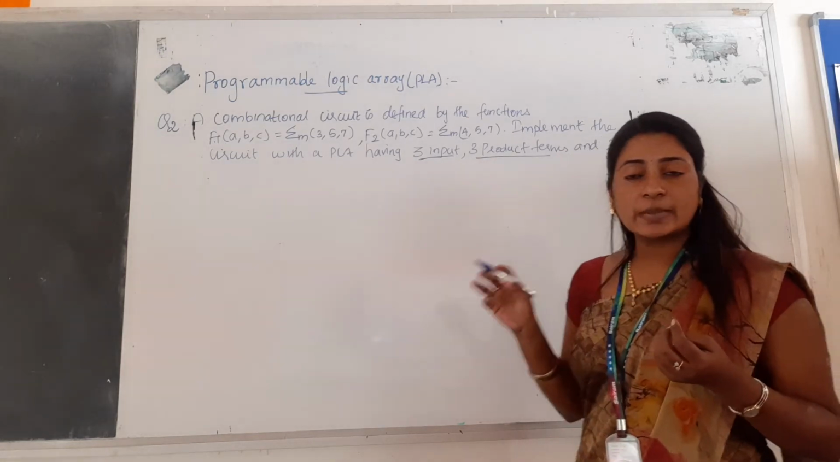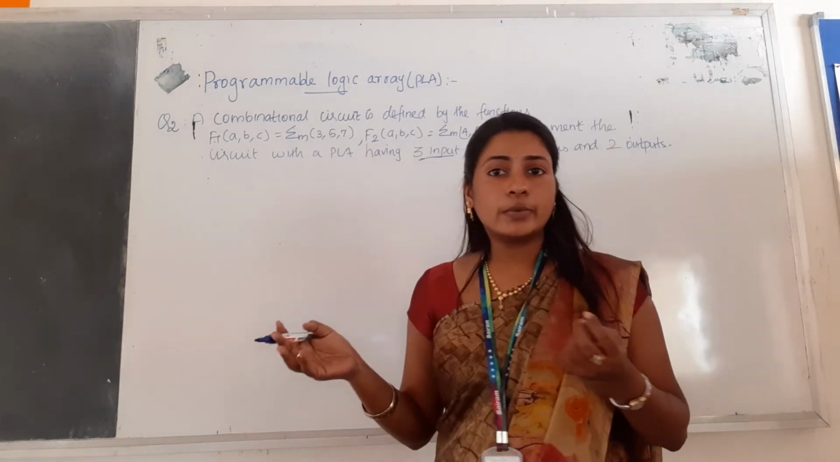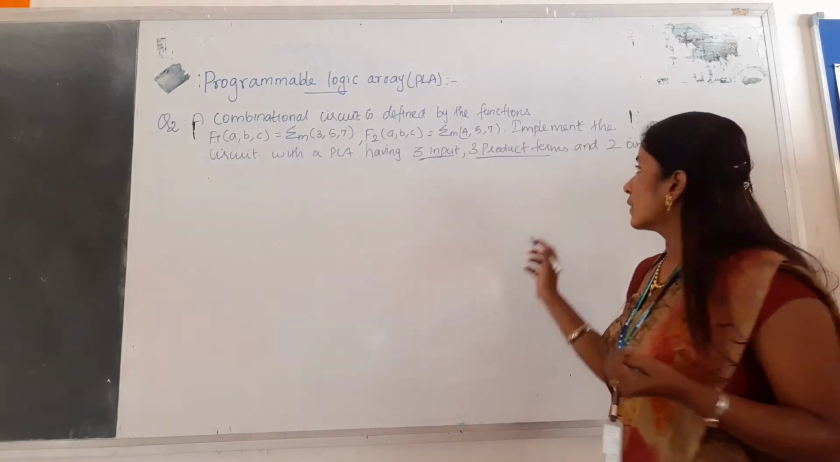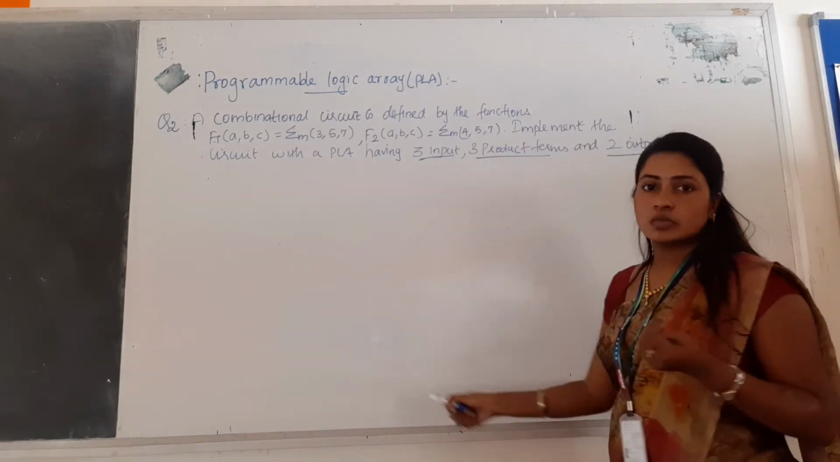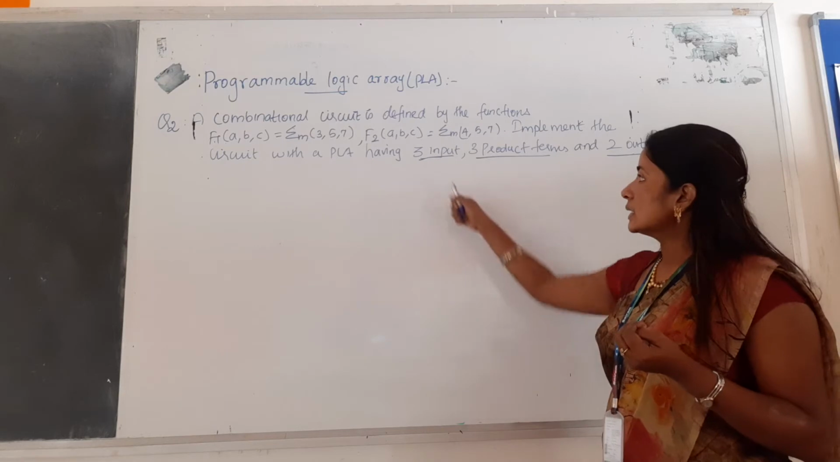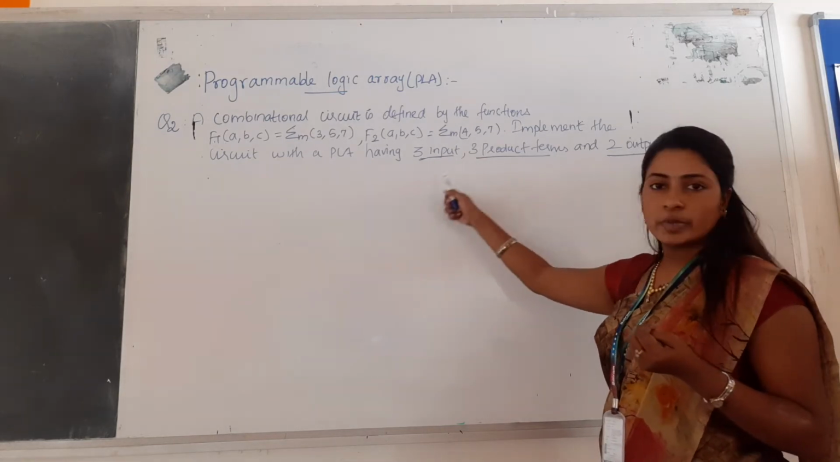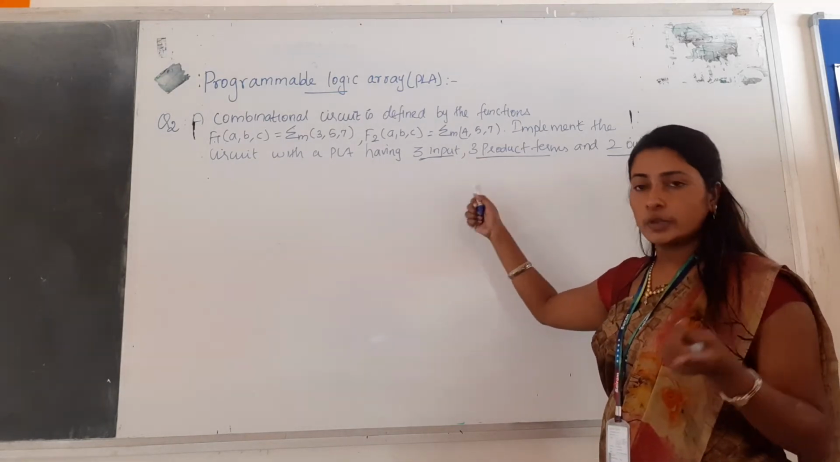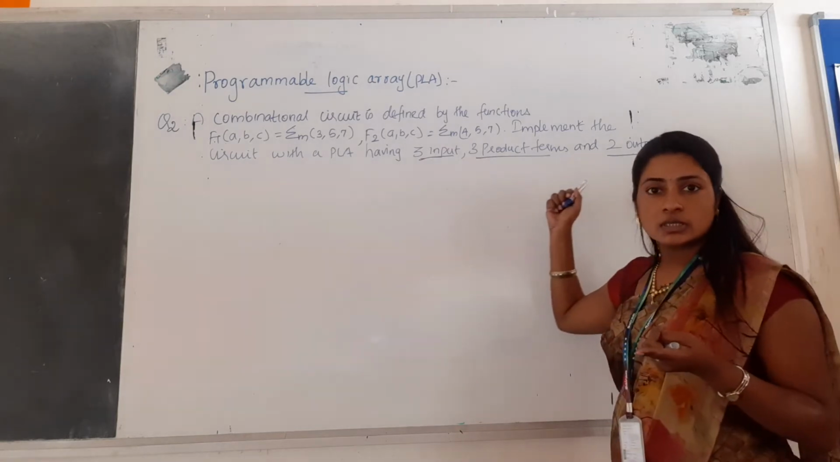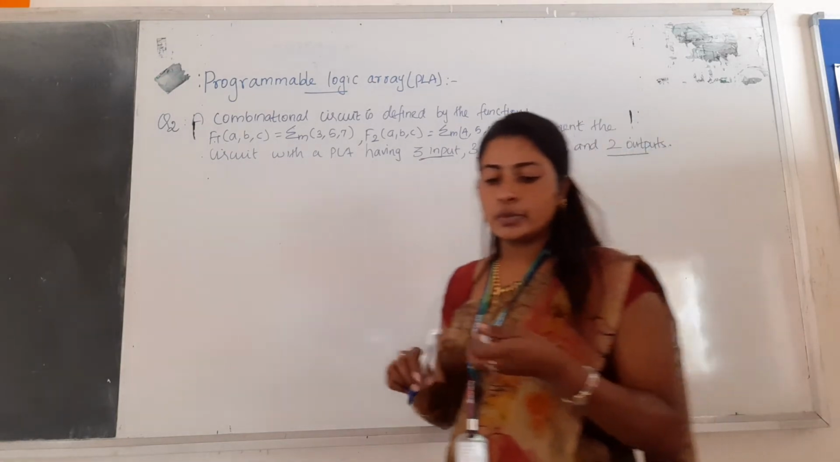Product terms also 3 means how many AND gates we have to use? Only 3 AND gates, and 2 outputs, so 2 OR gates. 3 product terms means 3 AND gates, and 2 outputs means 2 OR gates you have to use. Okay.